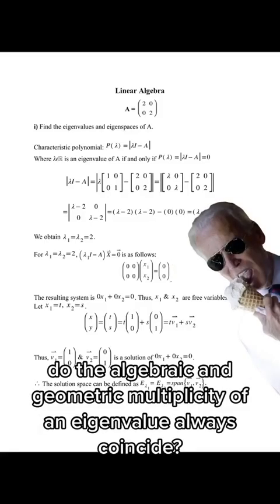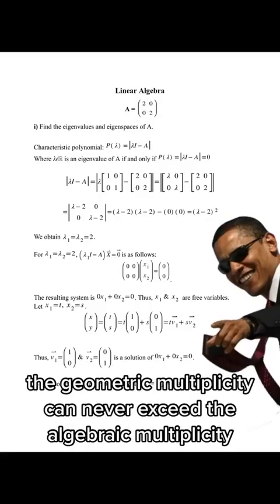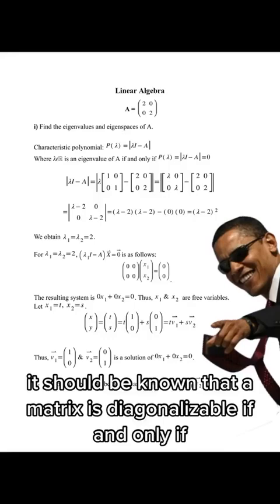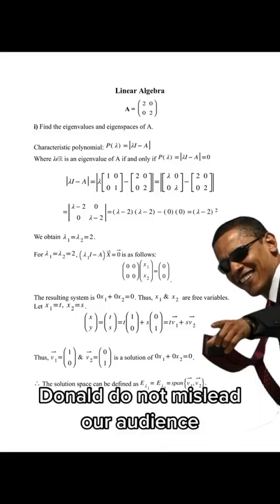Do the algebraic and geometric multiplicity of an eigenvalue always coincide? No, they can differ. The geometric multiplicity can never exceed the algebraic multiplicity. It should be known that a matrix is diagonalizable if and only if these two multiplicities of each eigenvalue are equal. Donald, do not mislead our audience.